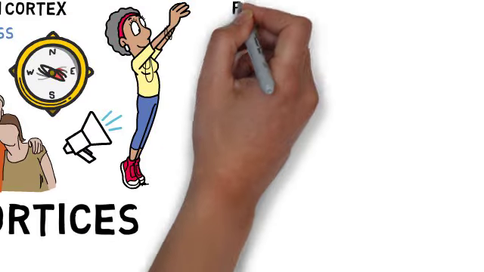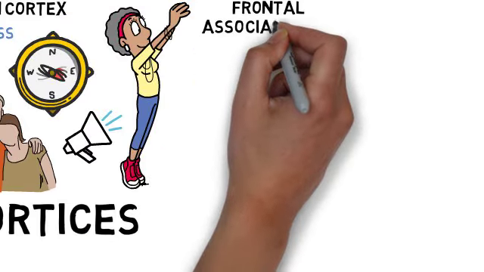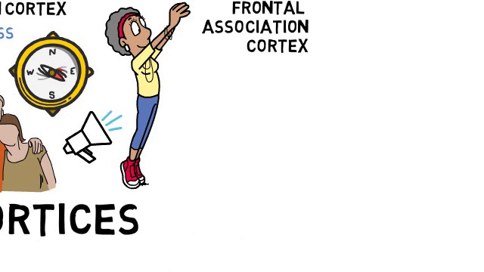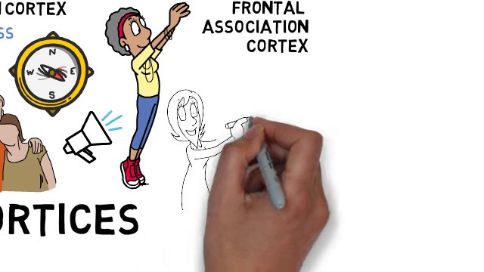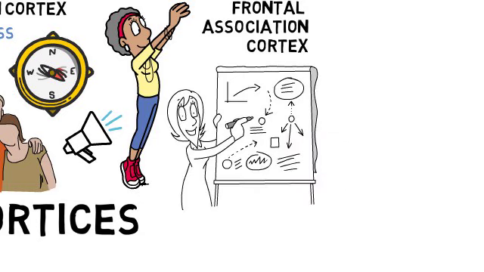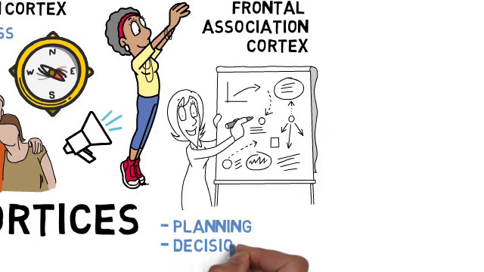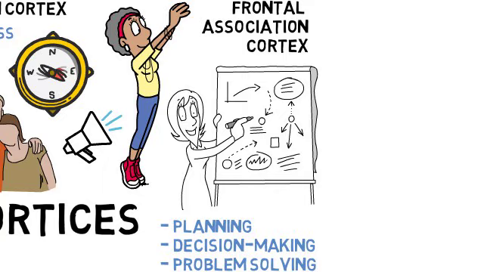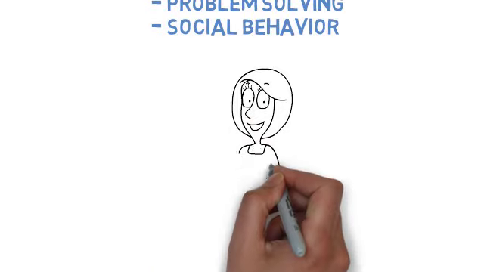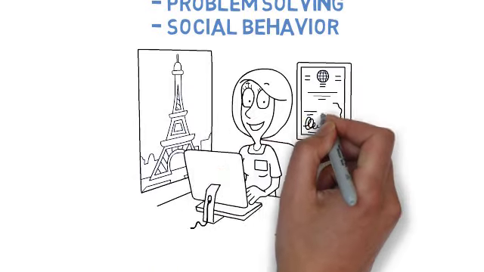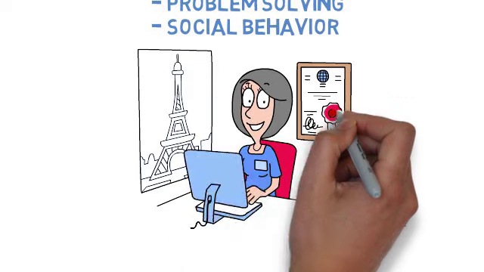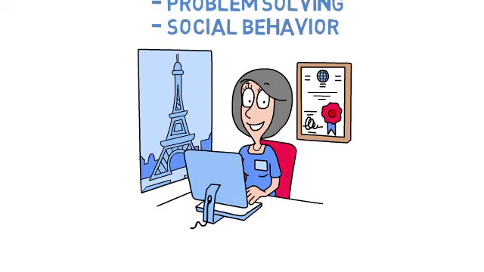The frontal association cortex is involved in higher cognitive functions, such as planning, decision-making, problem-solving, and social behavior. It plays a key role in executive functions, which are critical for goal-directed behavior. When you plan a trip, the frontal association cortex helps you decide on a destination, create an itinerary, and organize travel arrangements. It integrates information about your preferences, budget, and time constraints to make informed decisions.